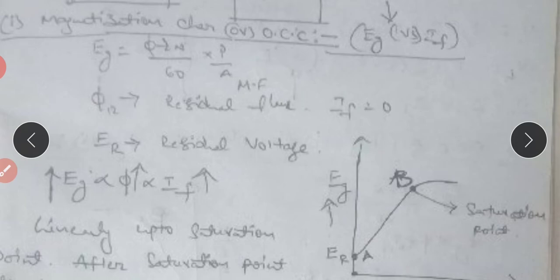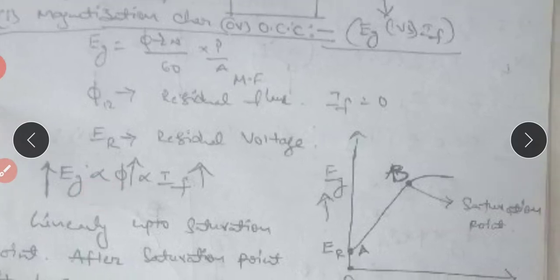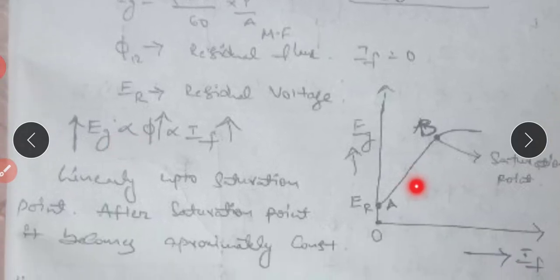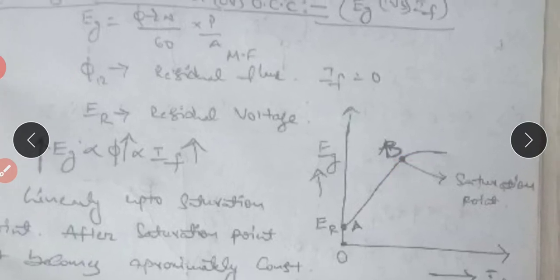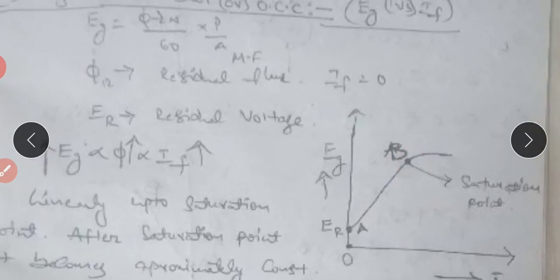So up to the electromagnet saturation point, the generated EMF value or no load generated EMF value increases linearly with respect to magnetic flux. This is the saturation point. After the saturation point, the generated EMF value is approximately constant. So once the saturation point is reached, the magnetic flux produced by the electromagnets is constant.